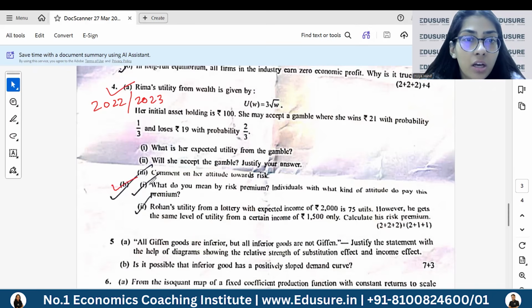Part B. What do you mean by risk premium? Individuals with what kind of attitude do they pay this risk premium? This is also a very, very easy question. Risk averse people देते हैं, right? तो बस आपको define करना है.